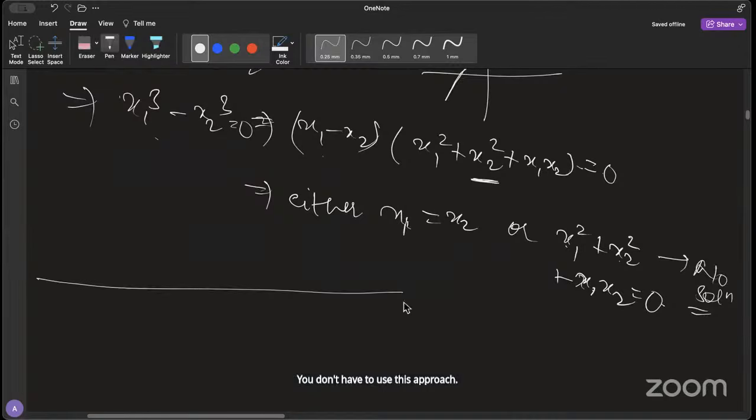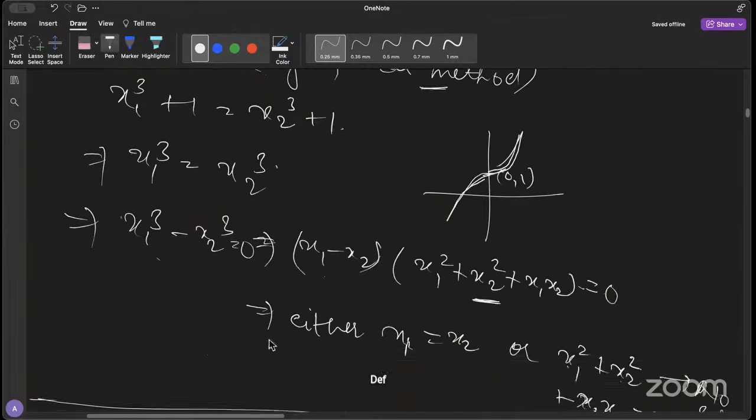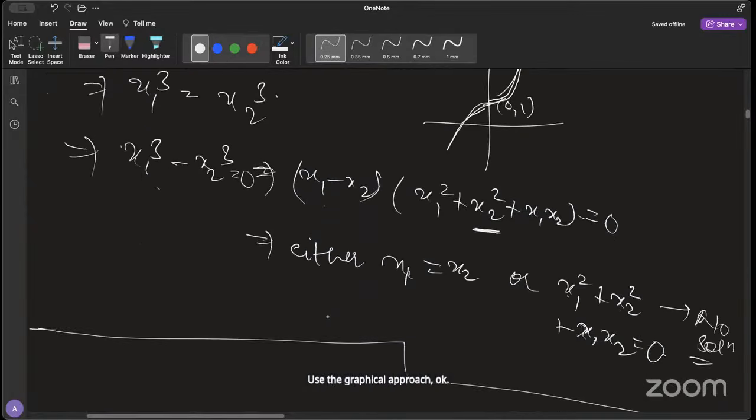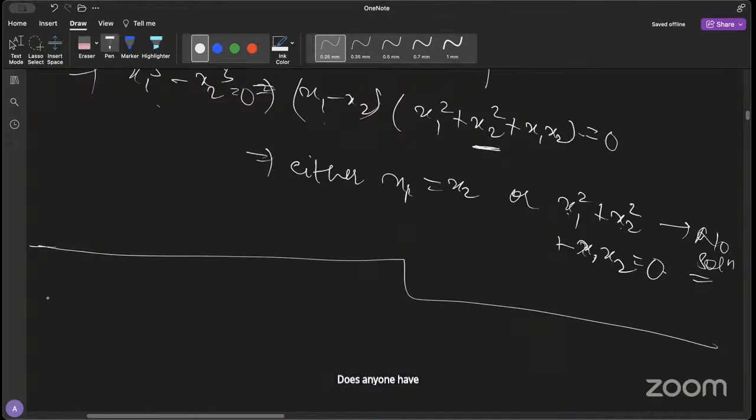Is that okay? Don't use the definition approach for this one. Use the graphical approach. Okay. Does anyone have a doubt so far? Can we move to the next method? Yes, ma'am. Okay. So the next method is, let's say you have to see if it's 1, 1 or not.